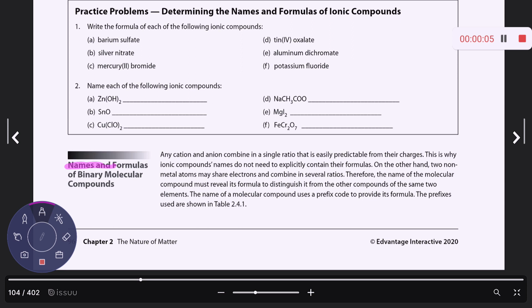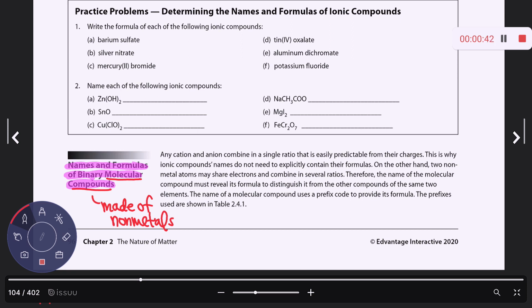I'm going to teach you how to name and write the formulas of molecular compounds. Molecular compounds are made of nonmetals, which are strictly on the right-hand side of the periodic table. So I'm not bringing together cations and anions, okay? And so since I'm not bringing together cations and anions, I have to have a different system to help me figure out how many of each atom are present in the formula.